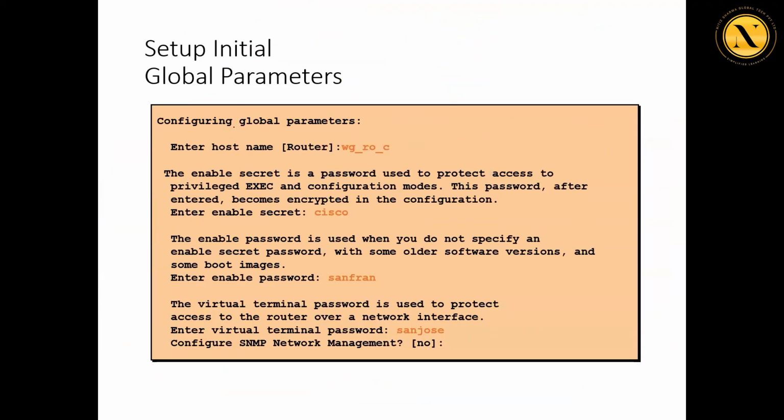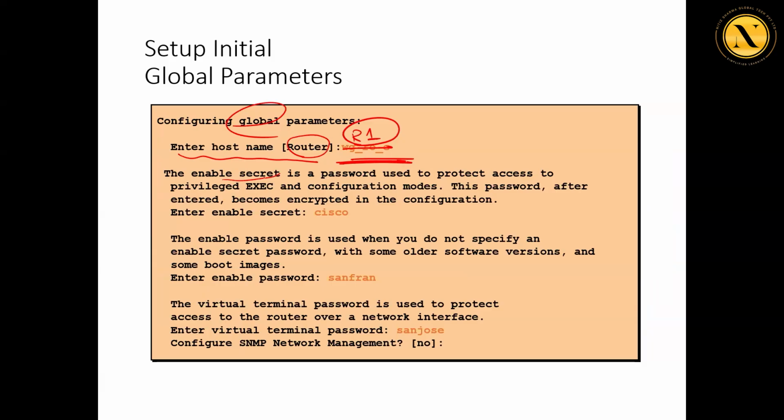So now, because we're in the setup mode, it is asking you to give answers to its questions, right? It's now telling you global parameters before the interfaces, right? Host name by default is Router. If you want to type something else, you want to give a name, maybe I'll give R1. This guy for a demo's sake has given WG_RO_C, workgroup router C, whatever. I would prefer to give R1, R2, whatever.